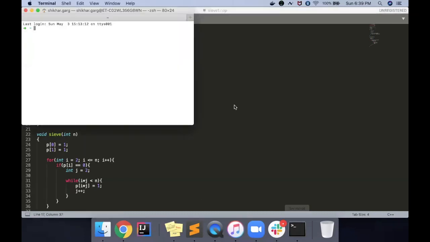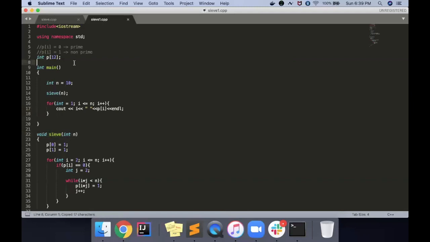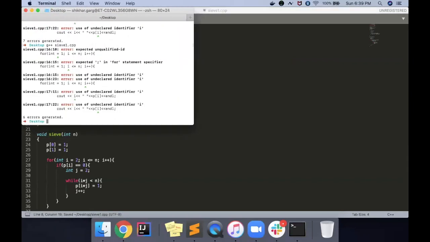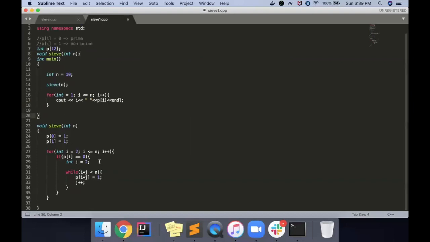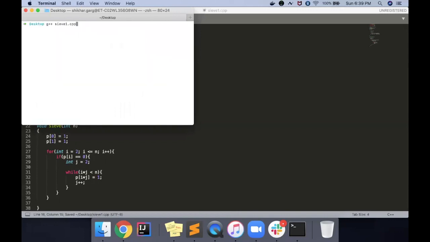Okay, let's run it. Some error. I generally declare the function below, so I have to declare it. What does this error say? Oh, I forgot the I. Okay, let's see if it's correct.